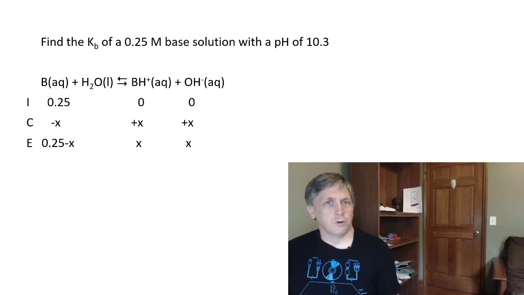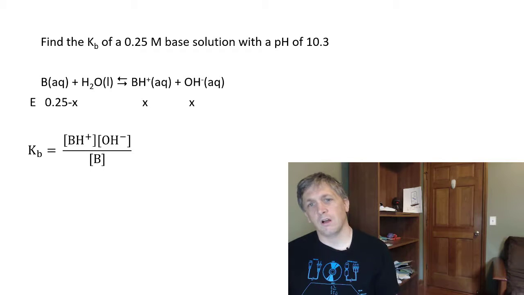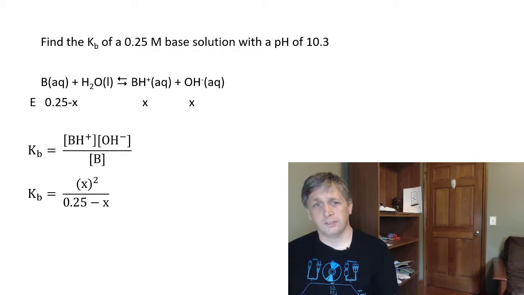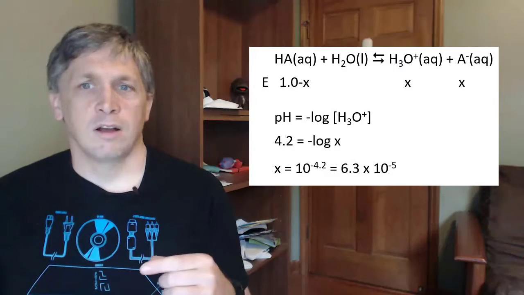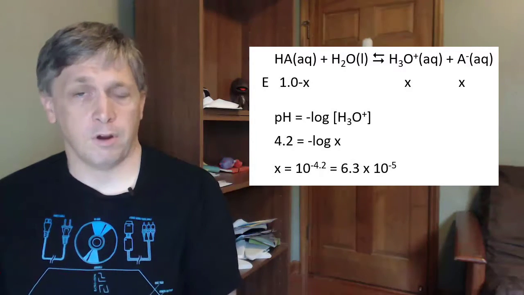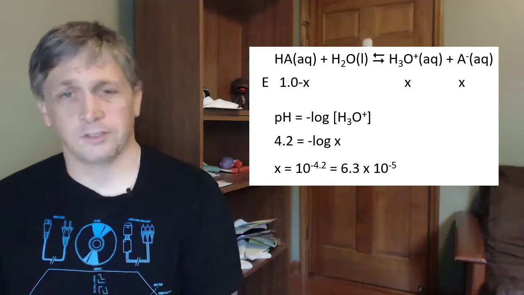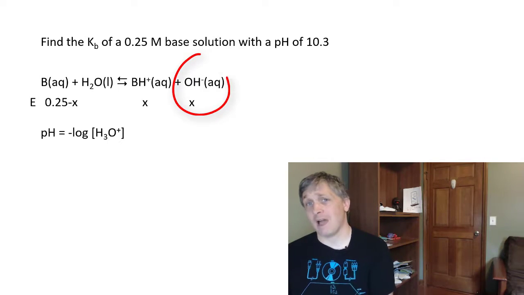So from here, we go to our expression of Kb and plug in what we know. We know the concentrations of both products are X, so X times X gives you X squared. On the bottom, our base concentration is 0.25 minus X. So to find Kb, we need to find X. And last time what we did is we found X straight from the pH because there hydronium was part of our acid reaction and pH is related to the hydronium concentration. That's minus the log of the hydronium concentration. But in this case, X isn't equal to the hydronium concentration, it's equal to the hydroxide concentration.